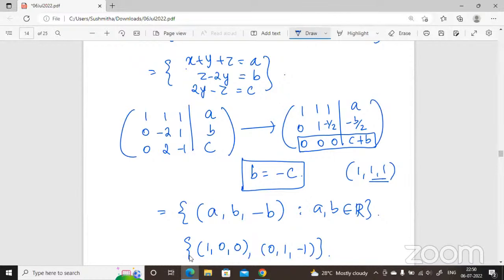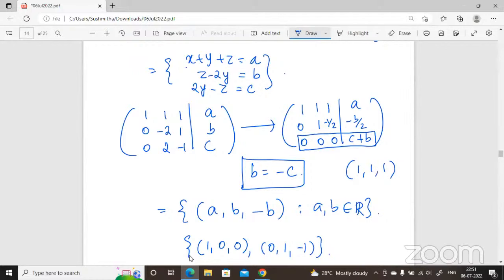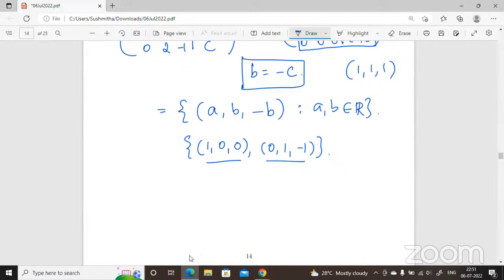Ma'am, so it doesn't have to be 0, 1, minus 1 only. We can have some other values. Yeah, as long as they are linearly independent, it is fine. Linearly independent and satisfies this condition.